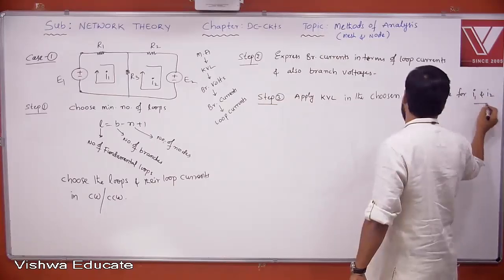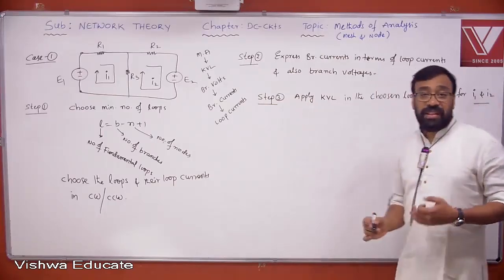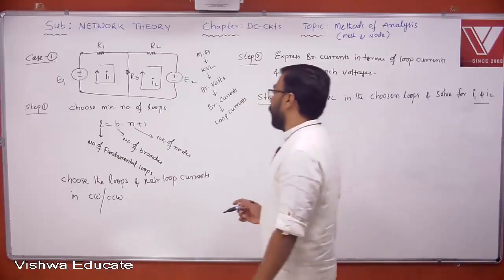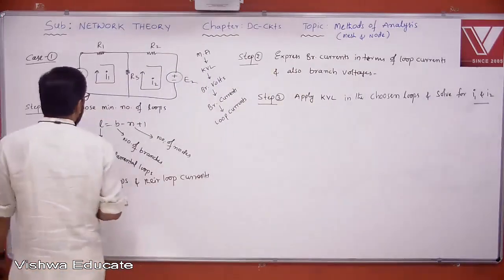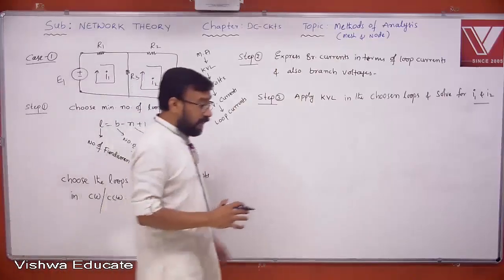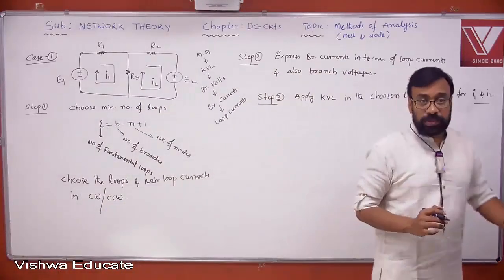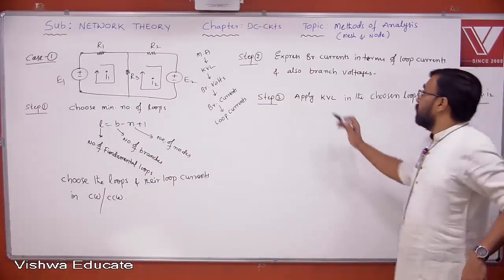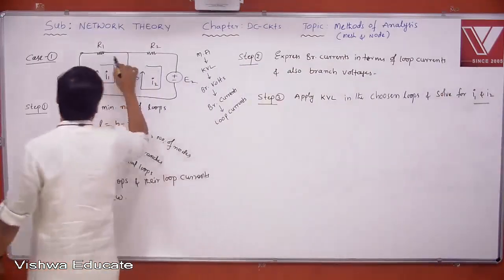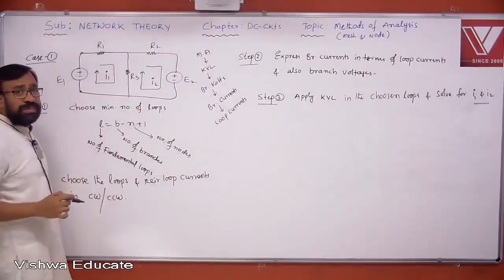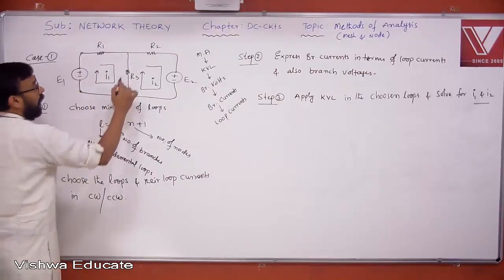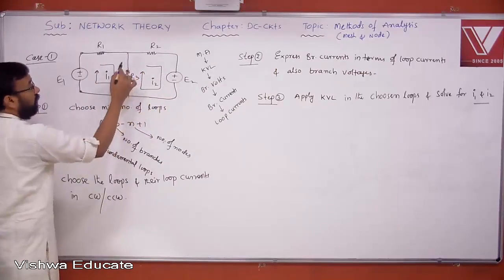Once you get loop currents, you can play with the network. Anything that you want, you can really get. Okay. So now let us try to execute it. I think all of you have noted down this, right? We can execute it now. How do we execute it? Okay. Let us first express the branch currents in terms of the loop currents. You see, I1 is flowing in this loop. What does it mean? I1 is passing through R1, R3, E1. I2 is passing through R2, E2, R3.